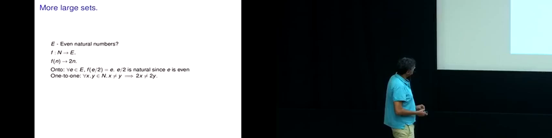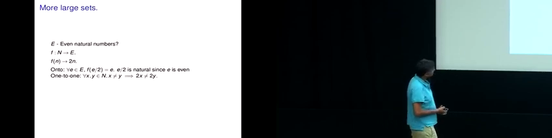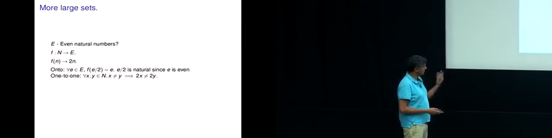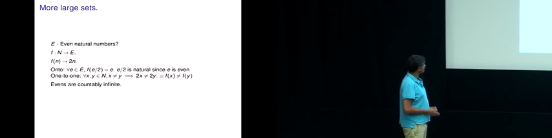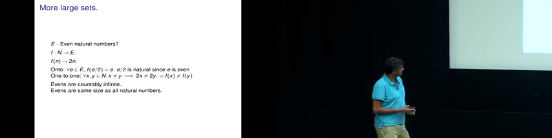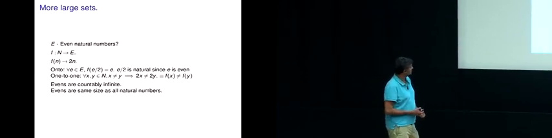And it's one-to-one. For all x and y, if x is not equal to y, 2x is not equal to 2y. These are just what we know from arithmetic. So f of x is not equal to f of y. So evens are countably infinite. Evens are the same size as all natural numbers.